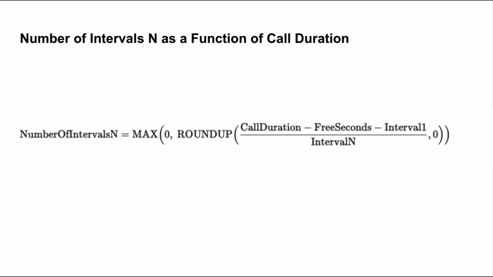To calculate this, the system first subtracts the free seconds and the first interval from the total call duration. This is because those initial segments are handled separately as fixed charges at the beginning of the call. The remaining duration is then divided by interval n, and the result is rounded up to the nearest whole number using the roundup function. This ensures that even a partial interval is treated as a full charging unit. Finally, the max function is applied to ensure the result never drops below 0, providing a clean, non-negative integer to calculate the amount charged.